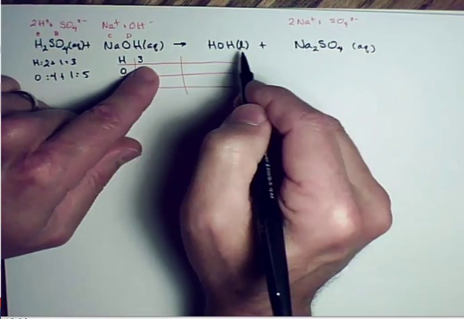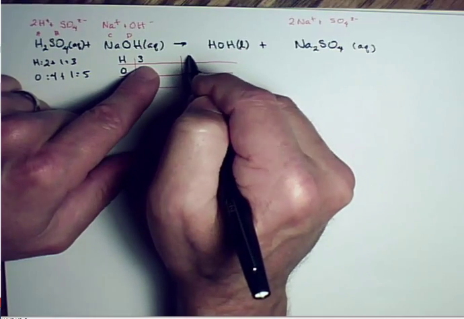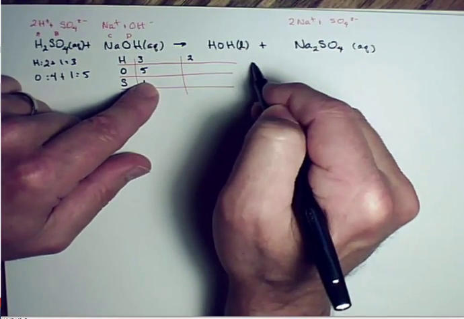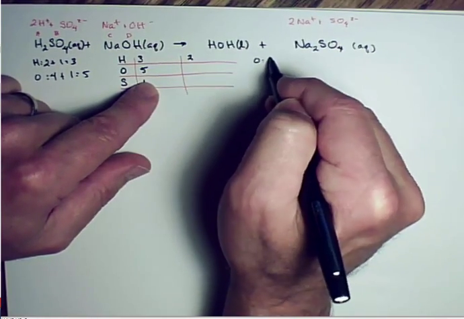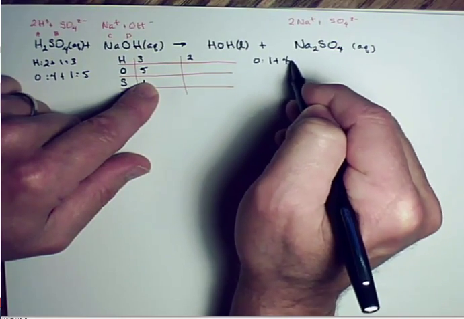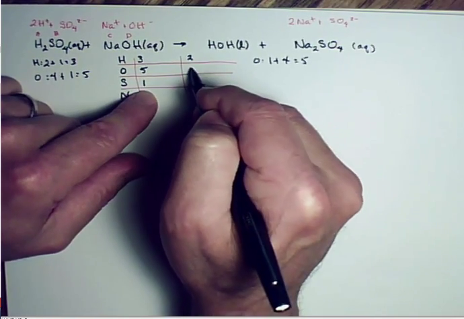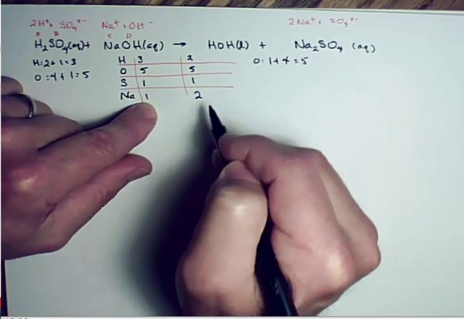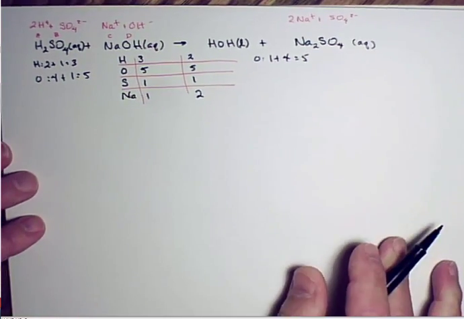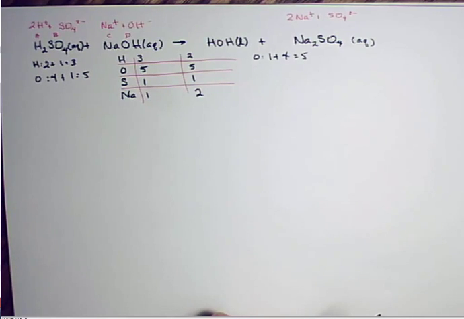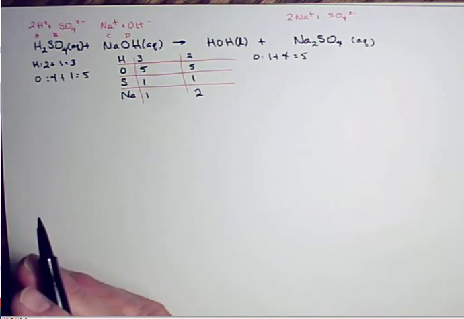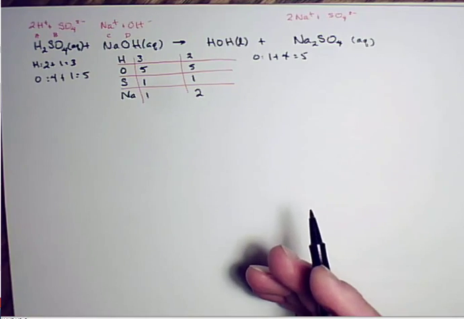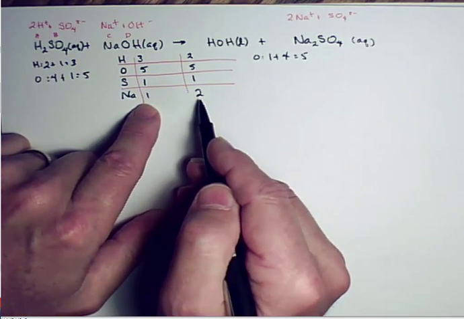And on the right-hand side, I've got 2 hydrogens here. I've got 1 oxygen right here, plus the 4 here, so I have 5 oxygens. I've got 1 sulfur and 2 sodiums. When you're balancing equations, you always want to balance oxygen last and hydrogen next to last. So of all the elements that are unbalanced right now, I only leave sodium.